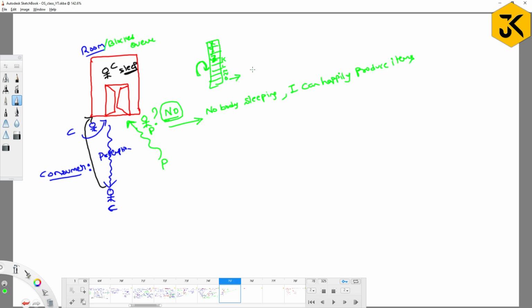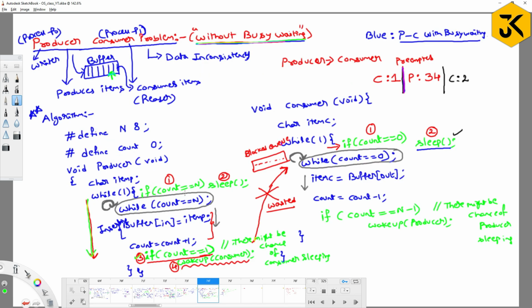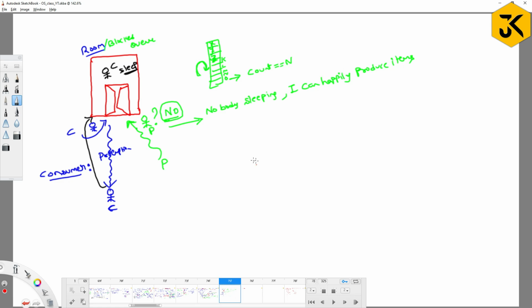The producer keeps producing the items, and when it reaches the full buffer, what will it do? The producer also goes to sleep. Now the producer is also sleeping. Have you understood the scenario? The consumer is sleeping and the producer is sleeping, right?